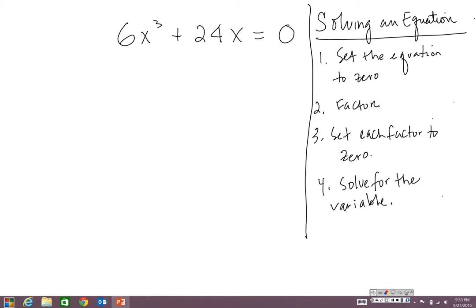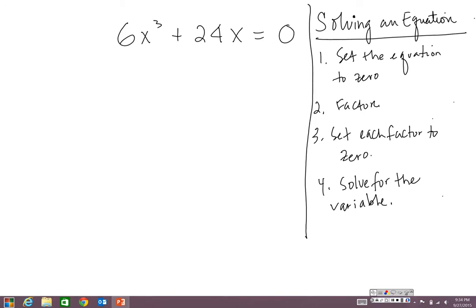Alright, so the steps are: set the equation to 0, factor, set each factor to 0, and then solve for the variable. So those are the steps. Whenever you see an equation in this class, those are the steps that you should follow no matter what. I see a lot of times that my students get off course and they don't follow these steps, and that's when they have issues with solving equations. But this is a good problem because it poses a unique situation, so let me go over that.